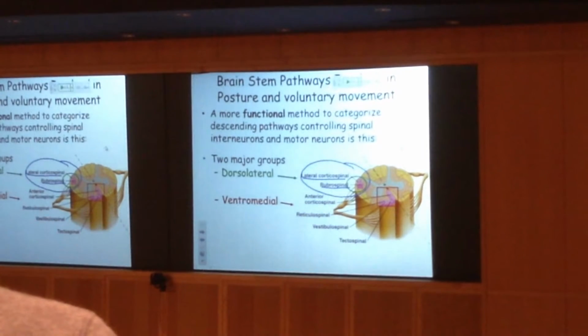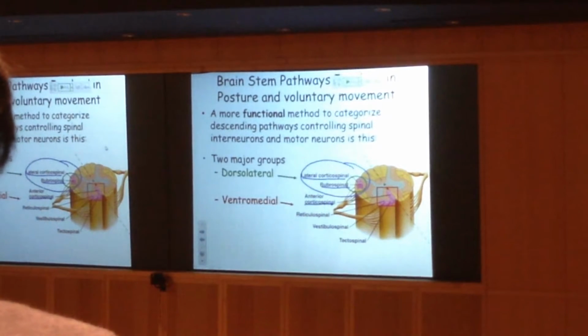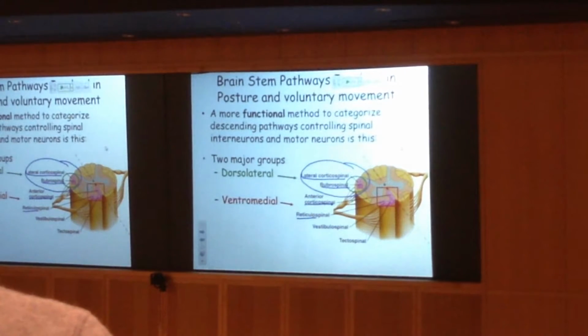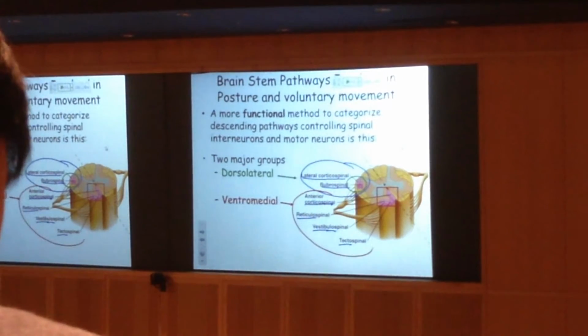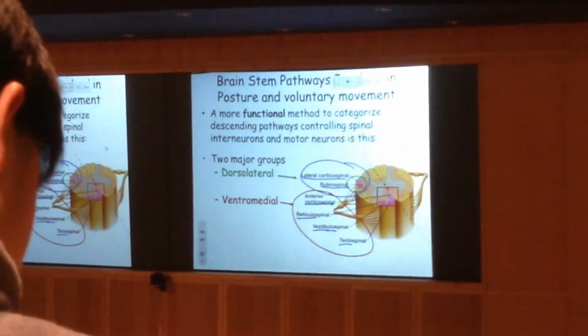Okay. So the others in the middle part, we can see there's a cluster of 4 of them. You have the anterior corticospinal, which originates from your cortex. You have the reticulospinal, which originates from the reticular formation, the vestibulospinal, and the tectospinal from the superior colliculi. All of these 4 are controlling the torso, and together they are called the ventromedial pathway.